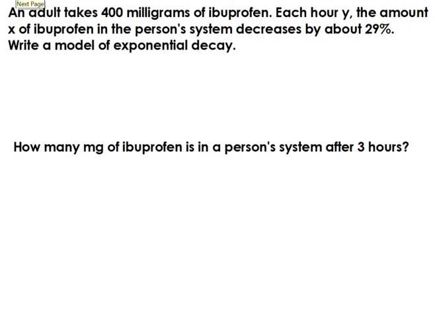An adult takes 400 milligrams of ibuprofen. Each hour, the amount of ibuprofen in a person's system decreases by about 29%. Write a model for this. So y equals the initial amount, which is the 400 milligrams, times 1 minus 0.29, the rate of decay, raised to the x power.